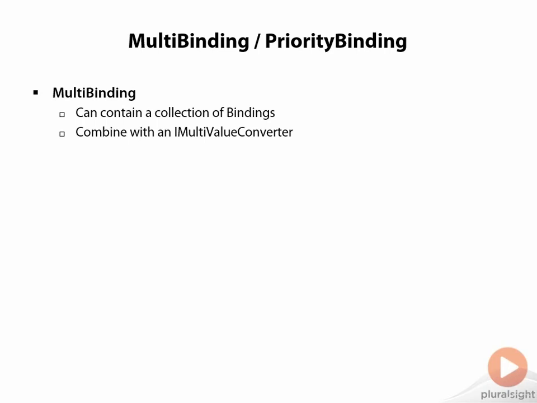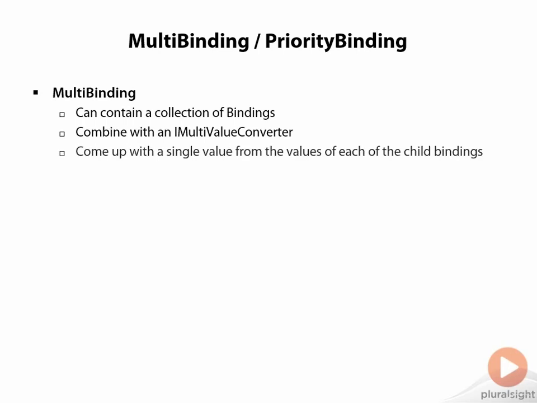So one example would be if you were going to create a color picker and have a separate slider for the red, the green, and the blue values, you could use a multi-binding in combination with a multi-value converter to come up with a color object based on those red, green, and blue inputs. So basically the net result of a multi-binding is to come up with a single value based on the individual values of the child bindings.